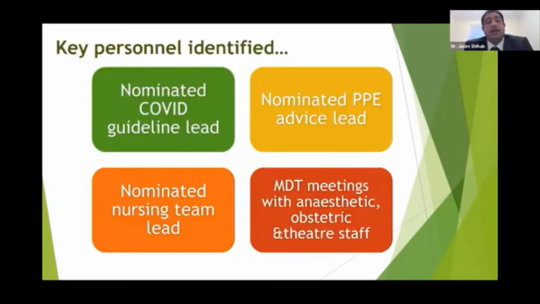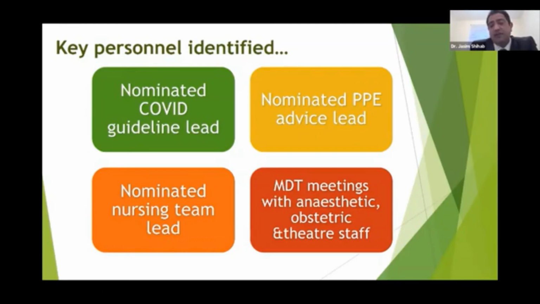So what we did was we identified key personnel. We nominated a COVID guideline lead. We had a nominated PPE advice lead, because things kept changing. When to use the right PPE, in which scenario to use what, is this process or is high flow an aerosol generating procedure? Half the people didn't know. So we got a nominated PPE advice lead to help fine tune and streamline that. We got a nominated nursing team lead who specifically dealt with COVID scenarios.